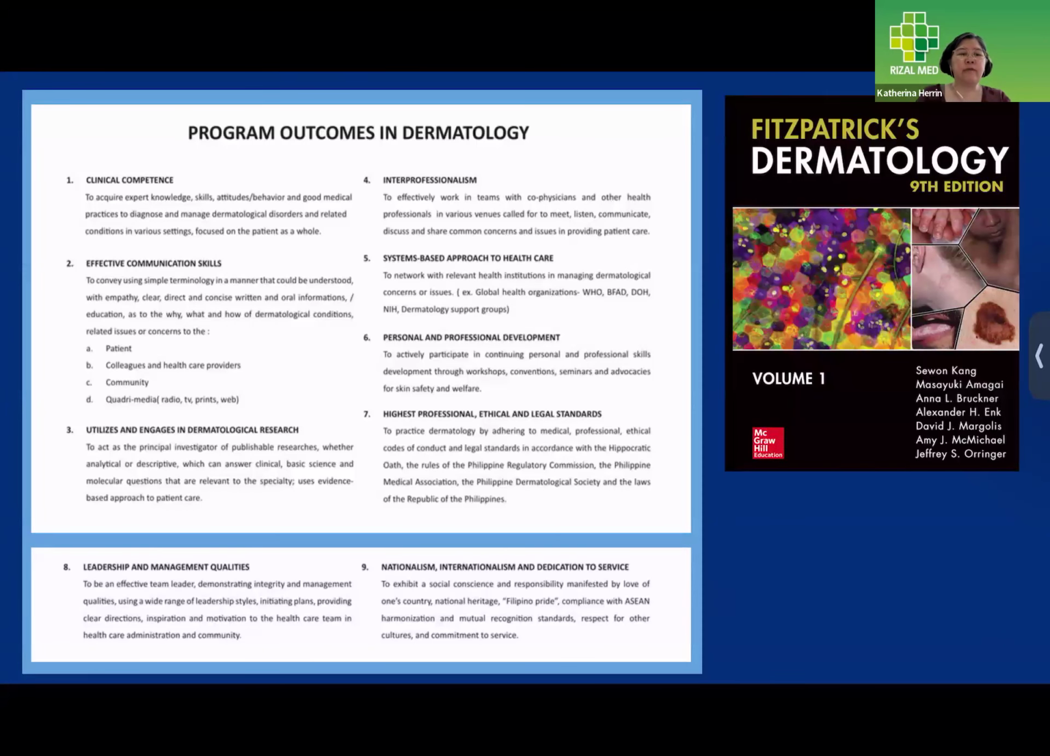The reference of the written examination of the Philippine Board of Dermatology is Fitzpatrick's 9th edition. Most of the time, we divide our exams based on the chapters of the textbooks. It is from here where we base the content of our exam questions, and we use Bloom's taxonomy to guide us in making our learning objectives and test blueprint.